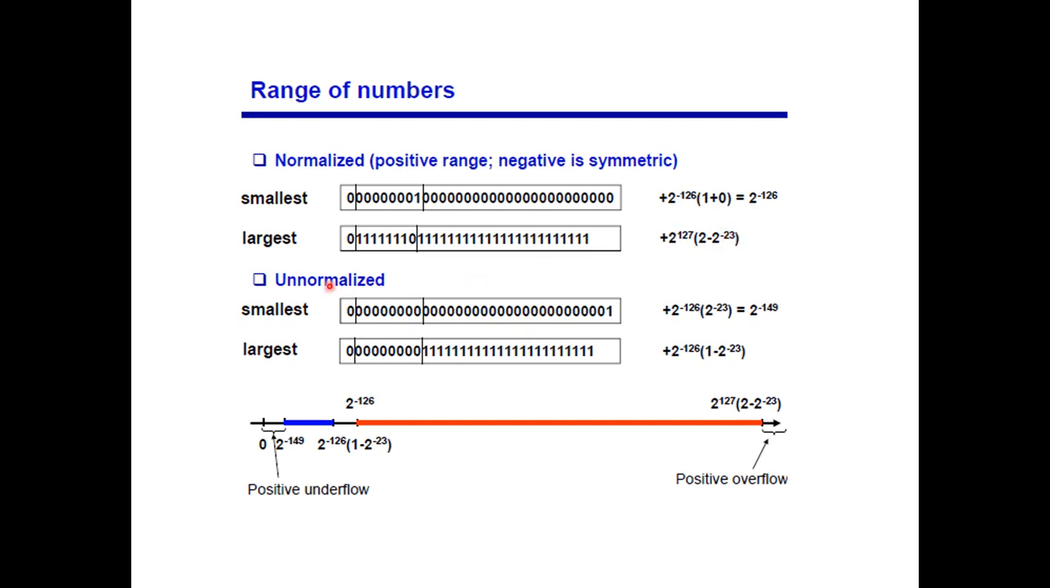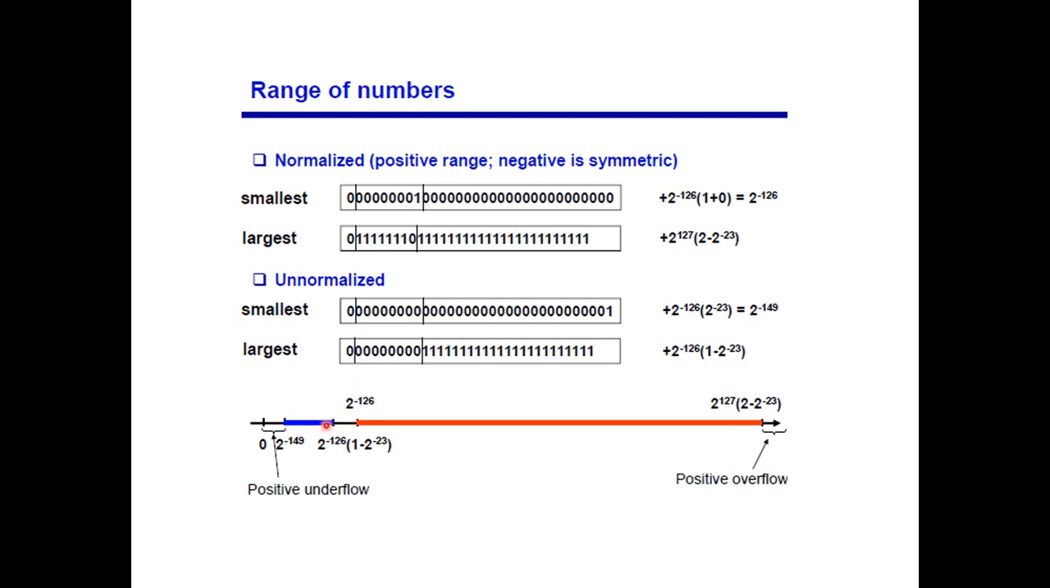For very small numbers, when all the exponent bits are 0, this is the smallest number possible. See, a 1 here in the significand is the smallest number. The value of this number will be 2 to the power minus 149. That is the smallest number which can be represented in single precision format. The largest denormalized number will be written like that, and its value will be 2^-126 × (1 − 2^-23) in the unnormalized form. That means it's a very small number.